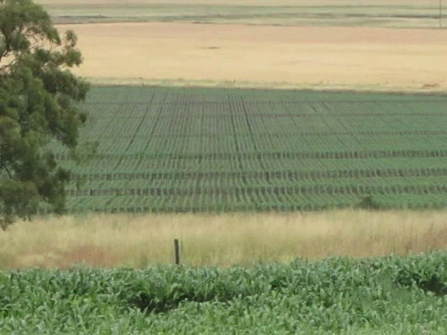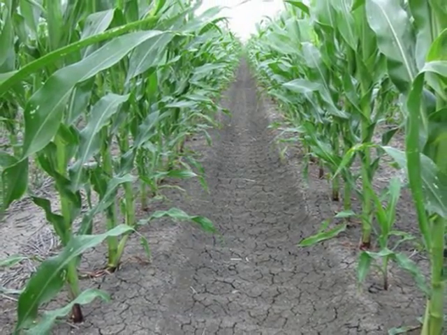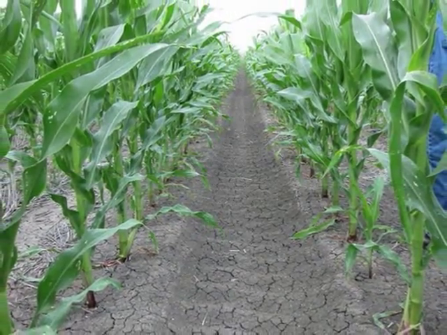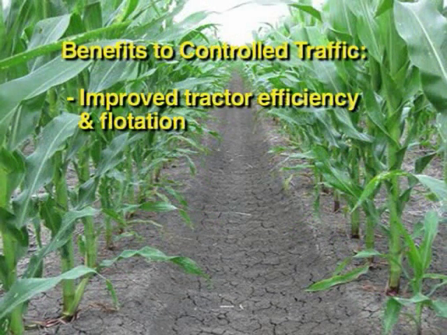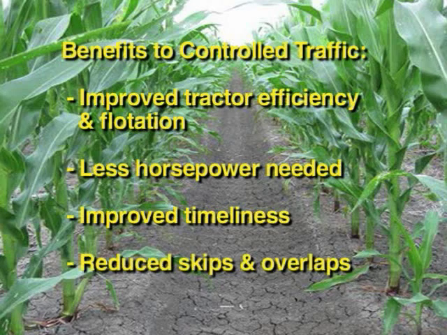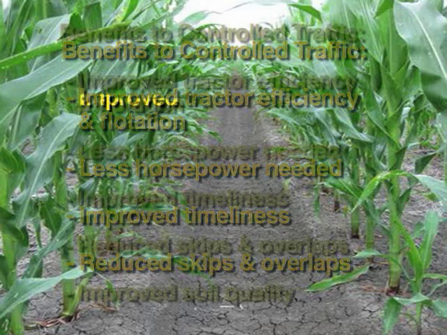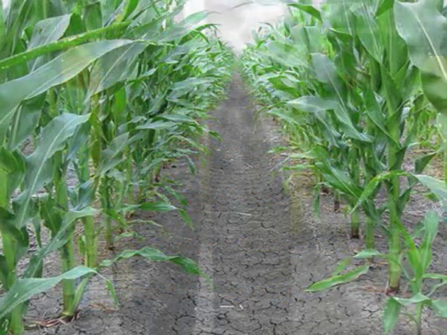The philosophy behind controlled traffic is to restrict the amount of soil driven on by reusing the same wheel tracks or tram lines. By controlling traffic, the tracked area is meant to be compressed, similar to a road, while the soil between the tracks is not compacted. The benefits to controlled traffic are improved tractor efficiency and flotation, less horsepower needed, improved timeliness of your operations, reduced skips and overlaps, and improved soil quality. The philosophy is different than with minimizing compaction.